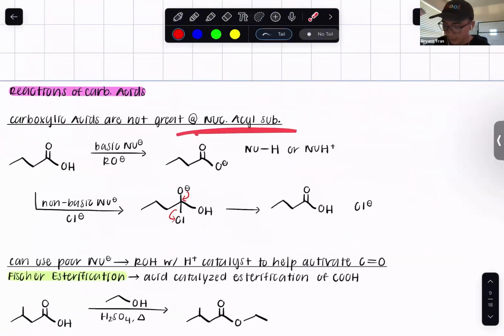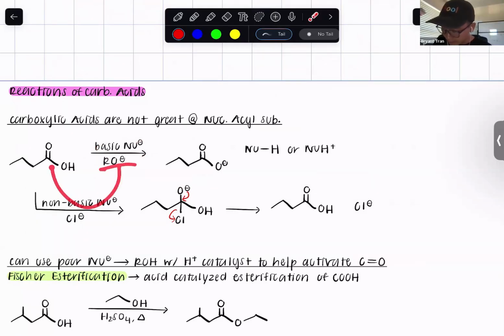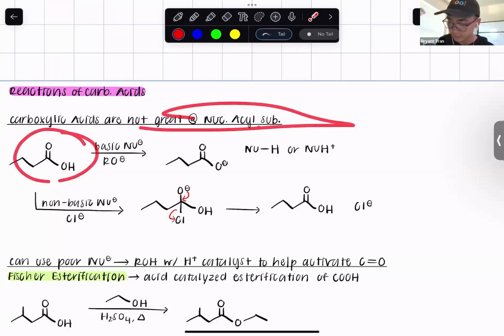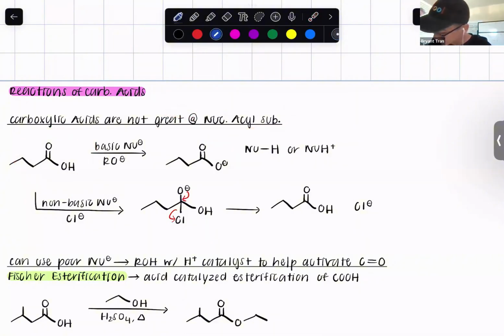The reason why is because if you use a basic nucleophile like OR minus, this OR minus here is not going to attack the carbonyl carbon like we are used to seeing in the basic conditions nucleophilic acyl substitution. What it's going to do is deprotonate the carboxylic acid. So nucleophilic acyl substitution will be good for acyl halides, anhydrides, esters, and amides, the derivatives of carboxylic acid, in acidic and basic conditions. But the carboxylic acid itself is not very great at nucleophilic acyl substitution in basic conditions. That's the most important thing.